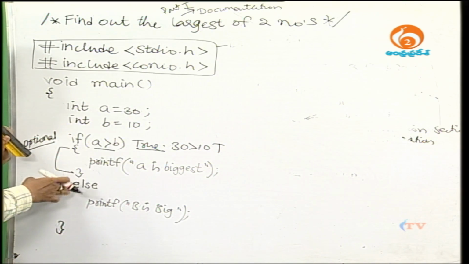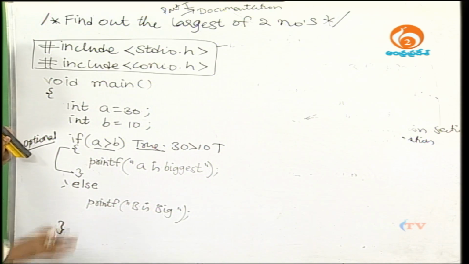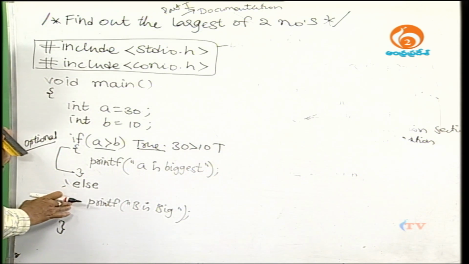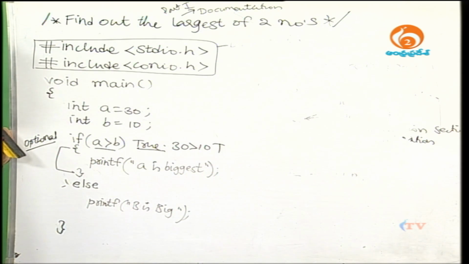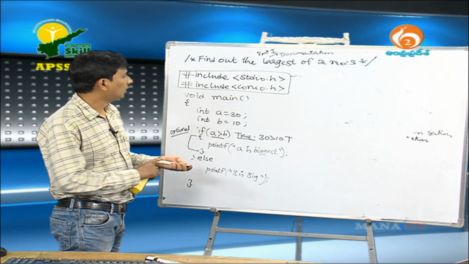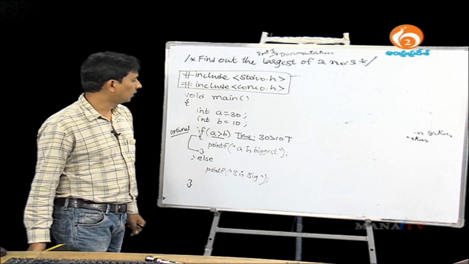Either if or else only will be executed, but not both simultaneously. If the if condition is executed, the else condition is skipped. Okay, this is the program to find out the largest of two numbers. I hope you understood this program.